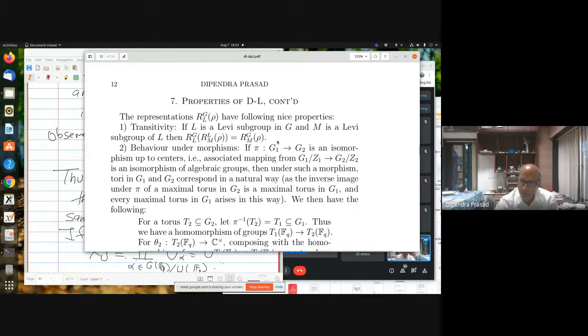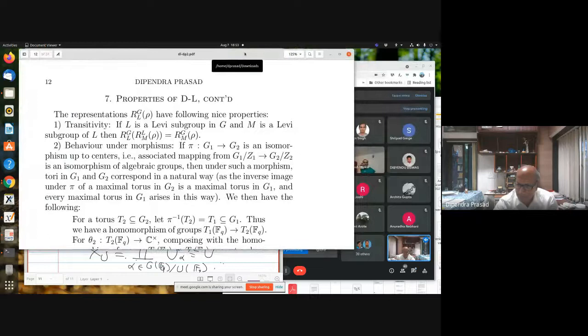What surprised me a little bit was that there is a dimension formula for the Deligne-Lusztig representation, and that comes after a lot of hard work. So the dimension of these representations will require non-trivial work of many kinds. In fact, I did prepare myself to give you some idea of the proof. Okay. So transitivity will come for free, and behavior under morphisms also will come for free.